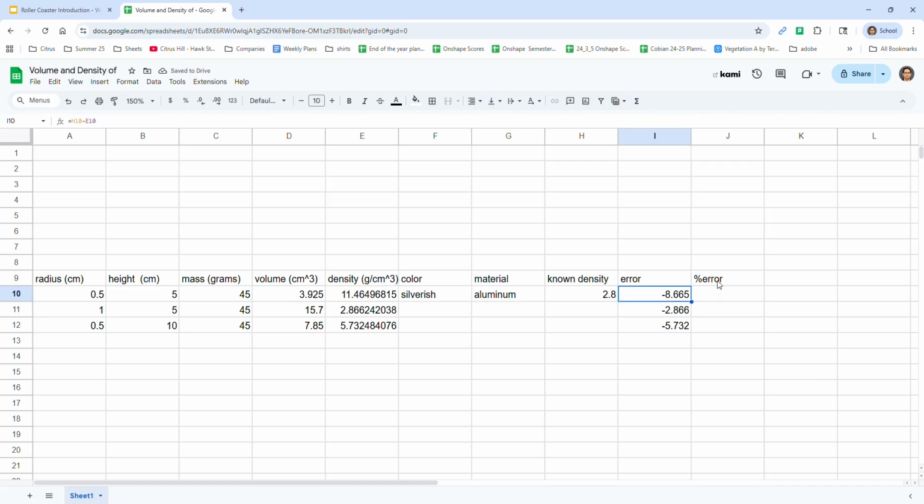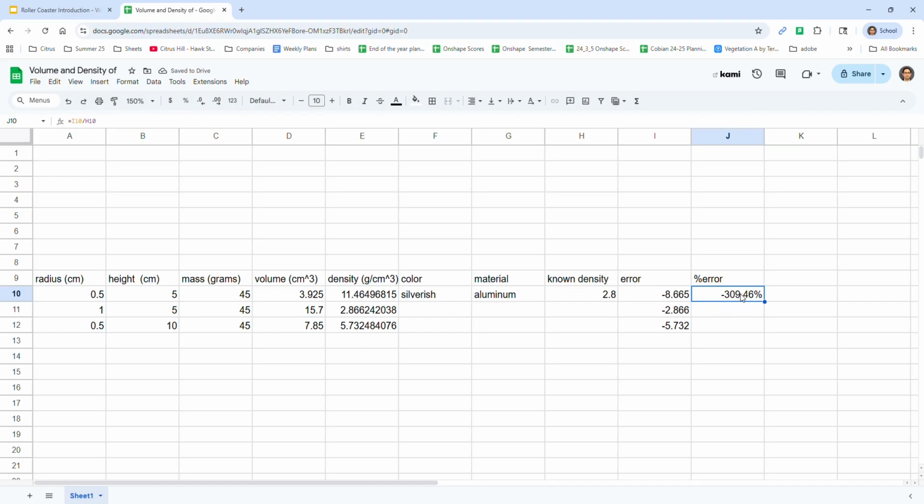So notice we have an error of 8, or we're off by 8. But now if we do this in a percentage, we're going to do equals this value right here, the error, divided by the known density, times 100. So we're off by 300%. Yeah, this is pretty bad. If you're not getting this percentage value, just make sure you click this icon here, format as percent, and it should give you a percentage.